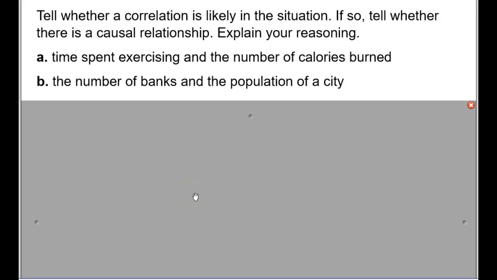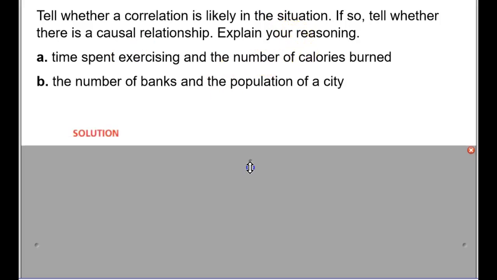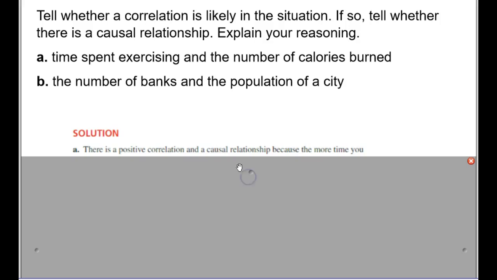Okay, now we're looking at correlation and causation. This is that final learning target. Tell whether a correlation is likely in the situation. If so, tell whether there's a causal relationship. That causal relationship just means, did the first one cause the second one to happen? Let's look at part A, time spent exercising and the number of calories burned. These two things generally go together. If I spend more time exercising, then I will burn more calories. So that would be a positive correlation. And this is a causal relationship, because doing this will cause the second one to go up.